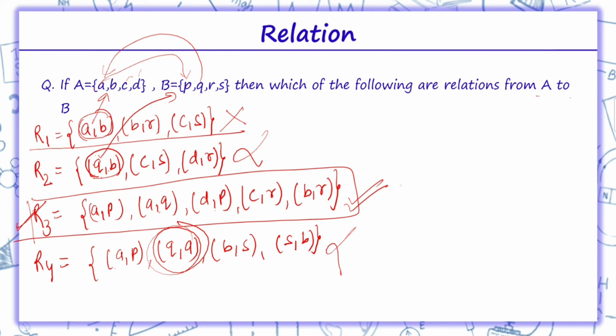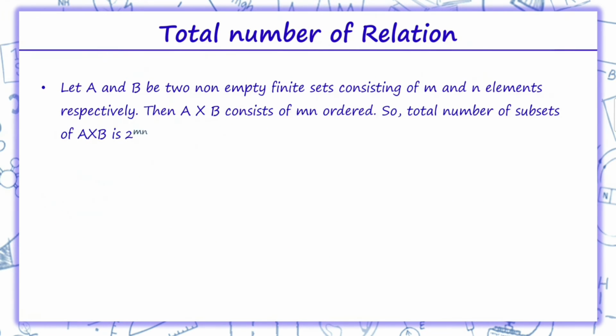That is because over here R3 is the subset of A cross B, that is the Cartesian product of A and B. So since R3 is the subset of the Cartesian product of A and B, we can say it is a relation from A to B.